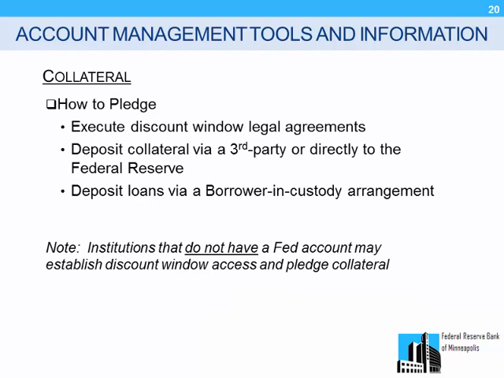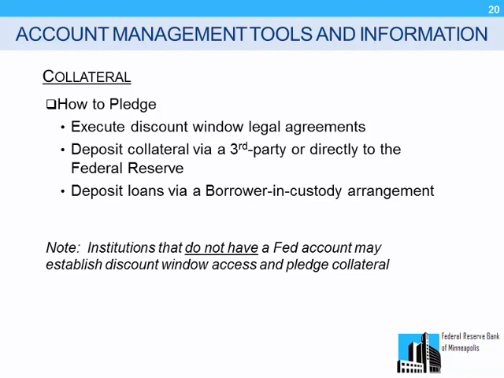So how to pledge? Like most interactions with the Federal Reserve Bank, you've got to execute legal agreements and get set up at the discount window, which of course includes a collateral agreement. Then you can either deposit your collateral online through the online securities, Fedline through the web, or Fedline Advantage, or you can have a correspondent or a third-party participant deposit securities on your behalf.